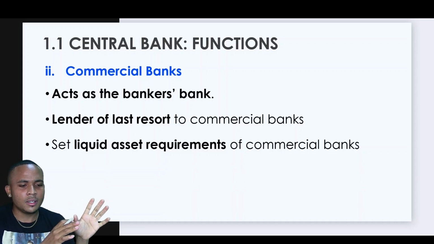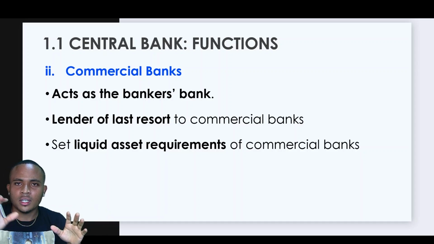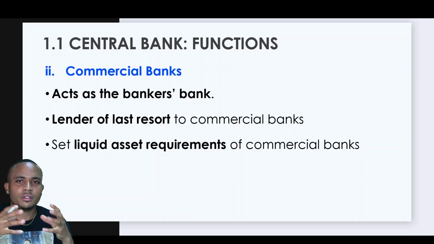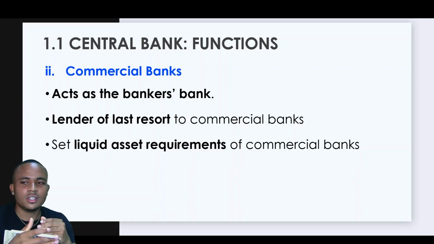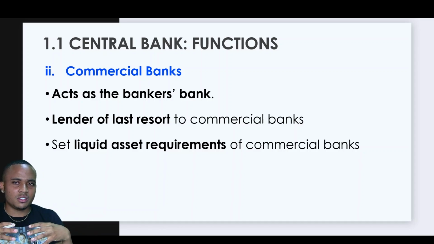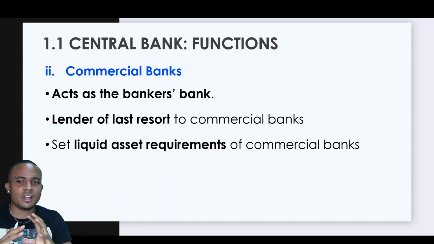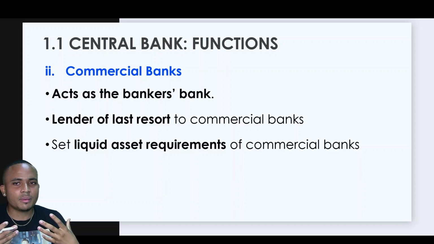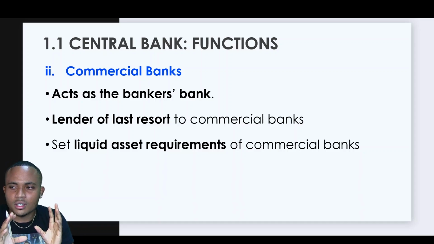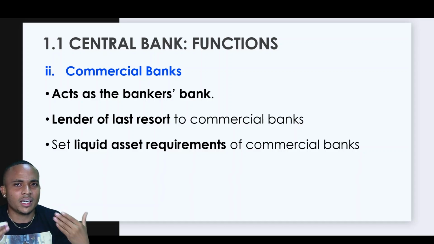So if there's too much money in commercial banks, the central bank increases the liquid asset requirement, and therefore commercial banks will have to give the central bank more money. They will have less money to use, so they would do less economic activity. And then we have vice versa. If you want to increase economic activity, you would decrease the liquid asset requirement, and therefore commercial banks will have more money and be able to do more economic activities.